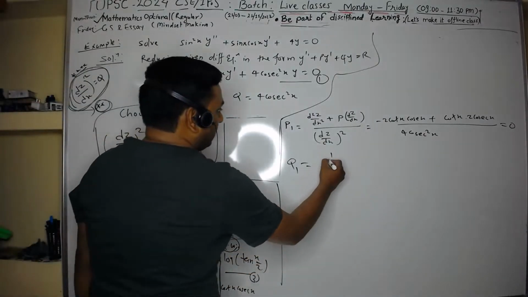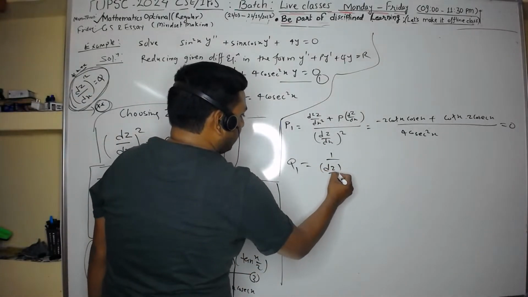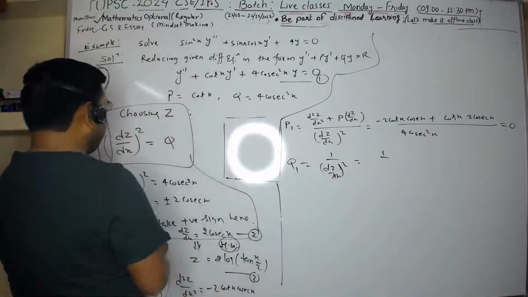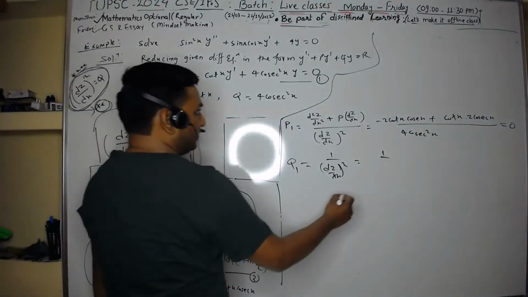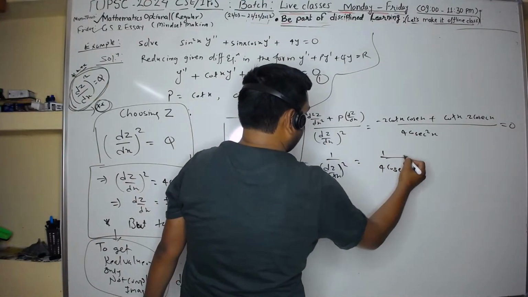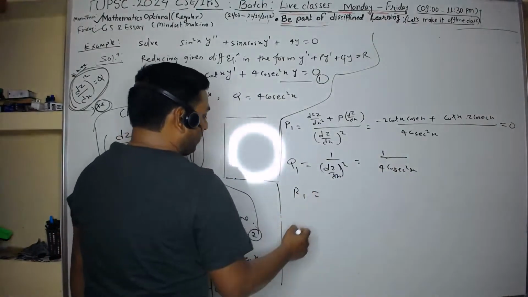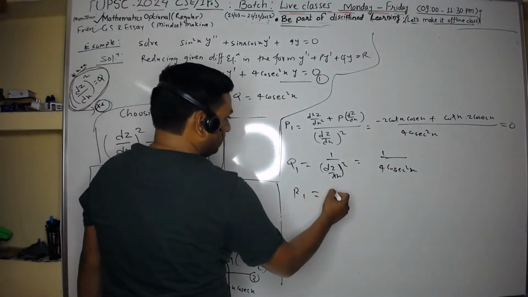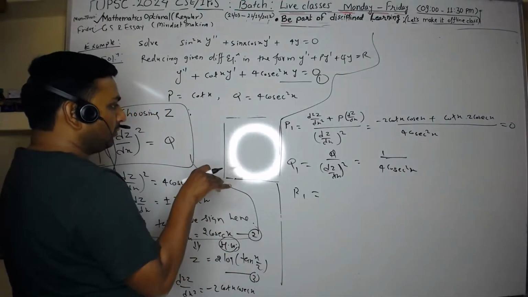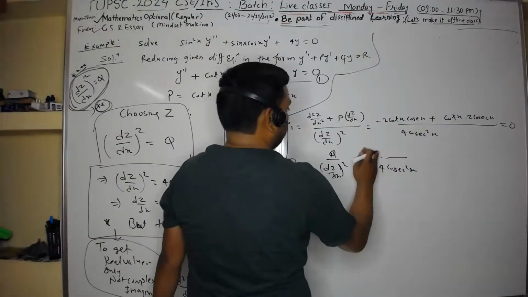What is Q1? Q1 is 1 upon (dz over dx) whole square, right? So 1 upon (dz over dx) whole square is what? 4 cosec square x, right my dear? What is r1? r1 is, अच्छा ये कहां गया, q कहां गया, q क्या था? q1 is q upon (dz over dx) whole square. 4 cosec square x.